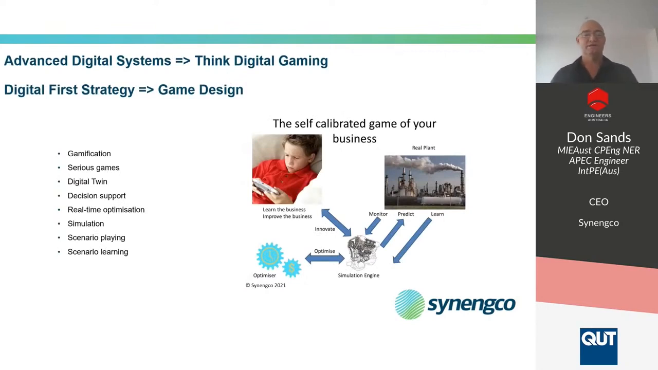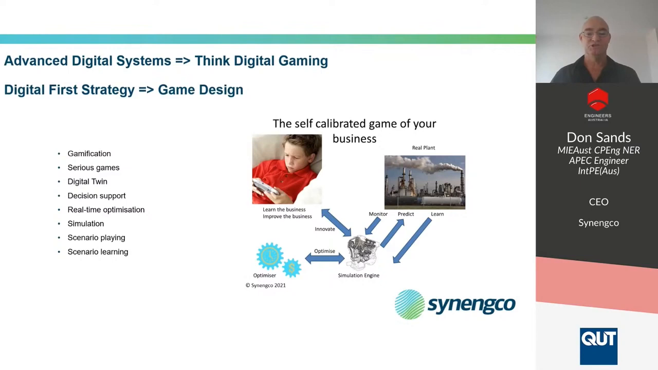So when we talk about digital systems or advanced digital systems, we like to think of it like digital gaming. So I need to actually plan how I want to be able to operate my operation in a digital environment. So when we talk about a digital first strategy, we think about the game design. And when we're thinking about game design for asset management, we need to think about how we would design that game right through from a concept, through a detailed design, through the construction, through the commissioning, through the operation and maintenance, and ultimately at the end of the day, the decommissioning of that particular thing.